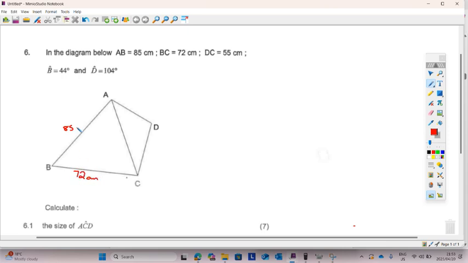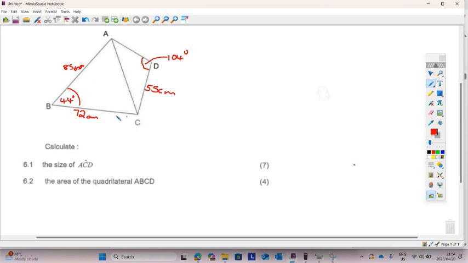72 centimeters. And then DC is 55 centimeters, and then the angles we have: 44 degrees, this angle, and then D here is, this is D, and this is 104 degrees.